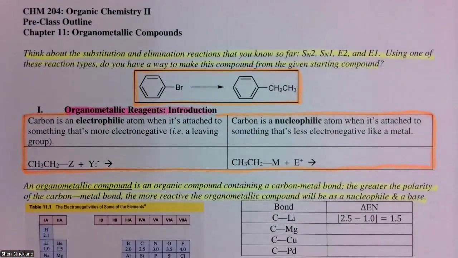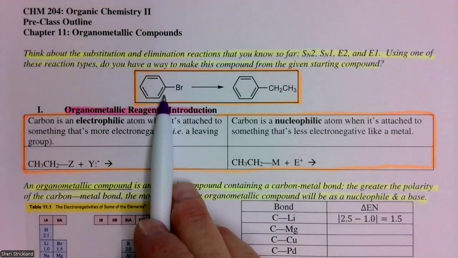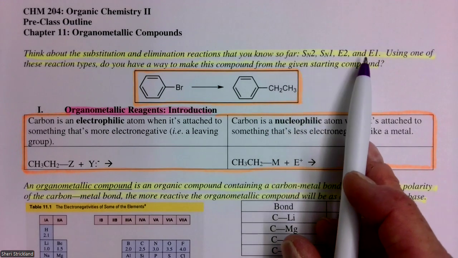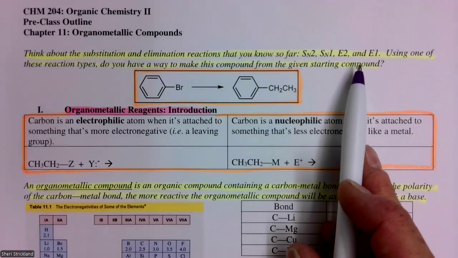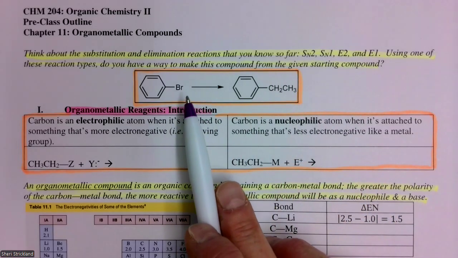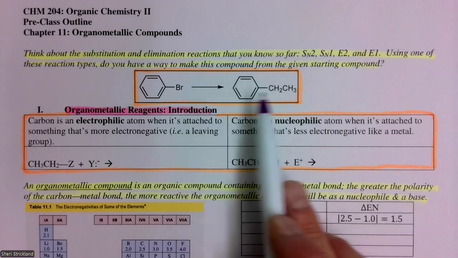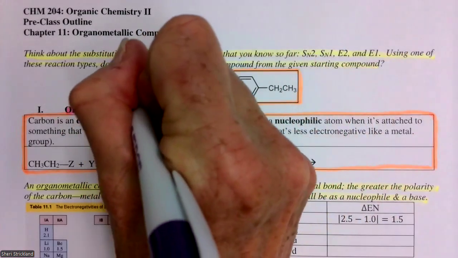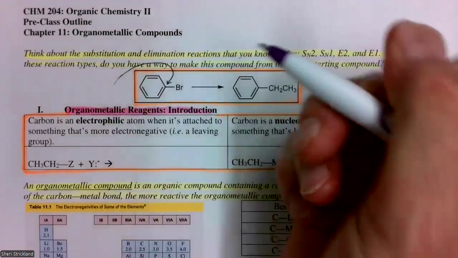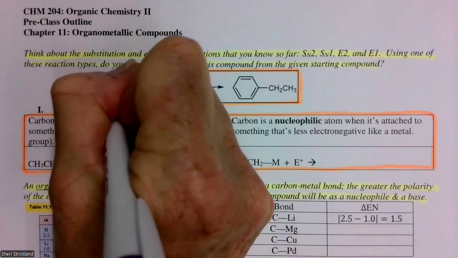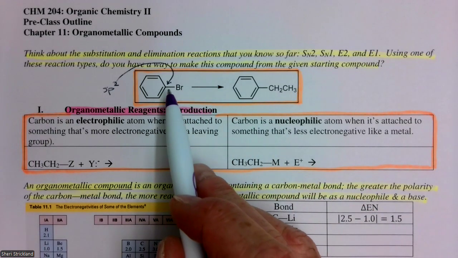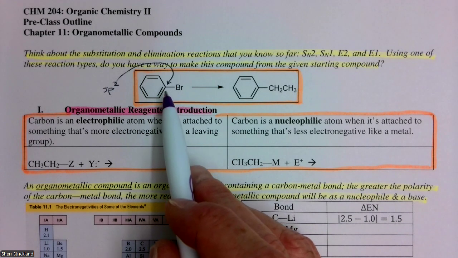Now, if you wanted to do this transformation, you take bromobenzene and turn it into ethylbenzene, think about the reactions that we know so far that are substitutions or eliminations. Can you use one of those reactions to do this transformation? And the answer is no. And the big deal is that this carbon right here is sp2 hybridized. I mean, this is clearly a substitution, but we can't do SN1 or SN2 at an sp2 hybridized carbon. It has to be an sp3.